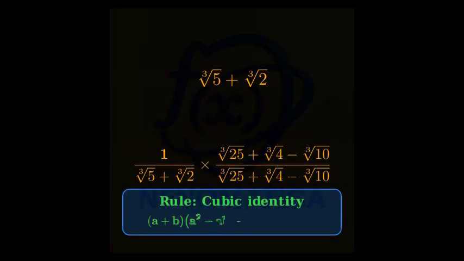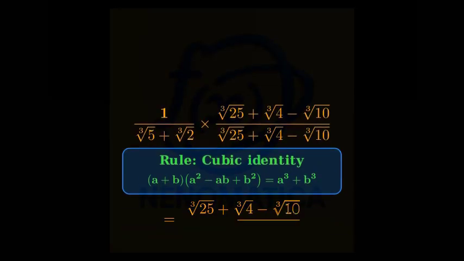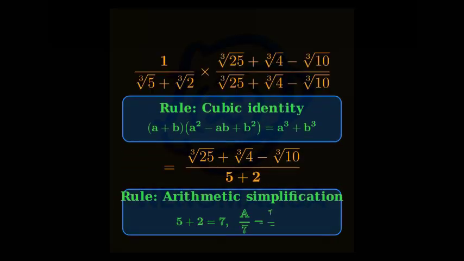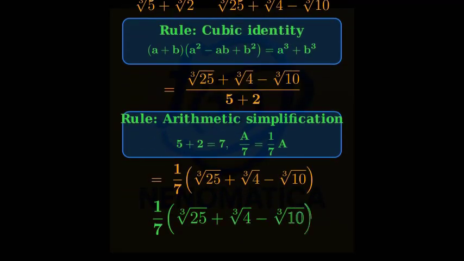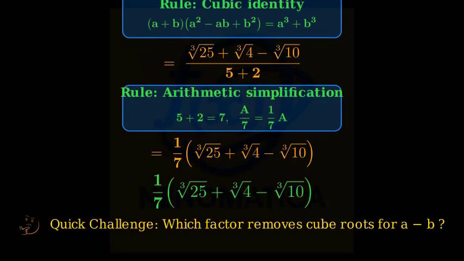Step 2. Apply the identity directly to the denominator. The product becomes a cubed plus b cubed, which is 5 plus 2. Step 3. Simplify 5 plus 2 to 7. That gives 1 over 7 times the simplified numerator. Quick challenge: can you predict the cubic conjugate for a difference, a minus b?